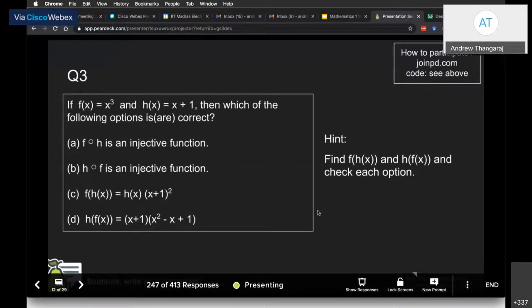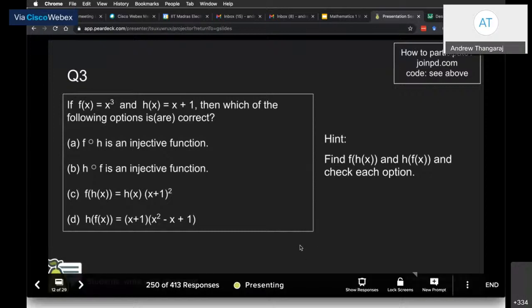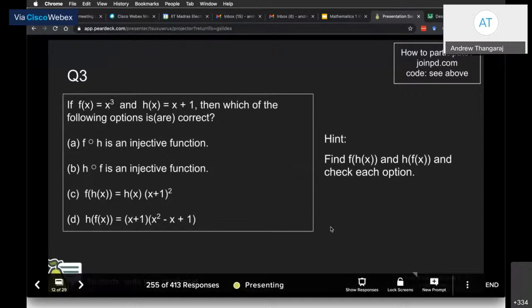You have to go to joinpd.com and put in the code QUMZRE, and then you can respond there. In fact, I know how many people have responded and all that through that. It's a very simple interactive interface. Please go there and there'll be a text box where you can enter the choices that are correct. Okay.